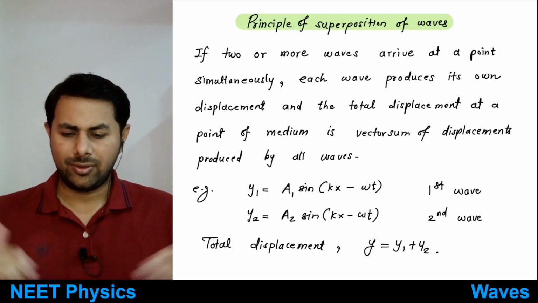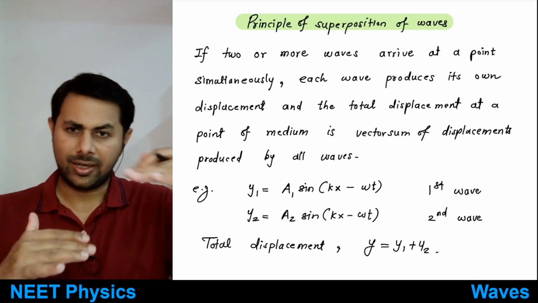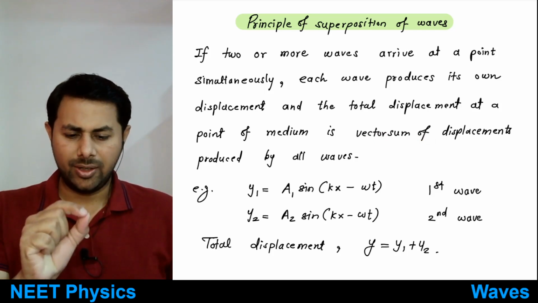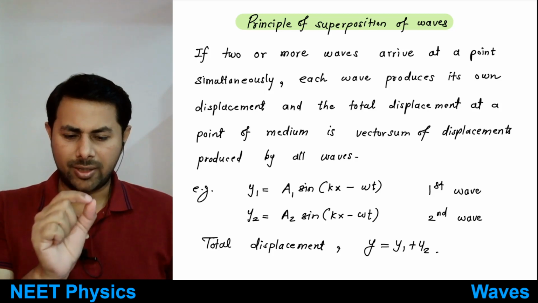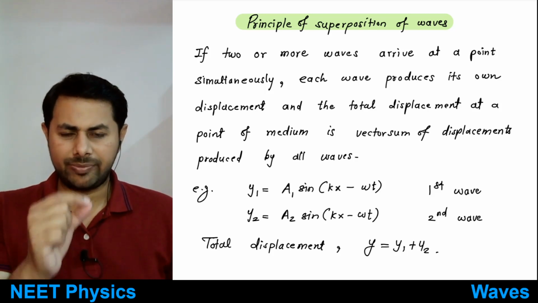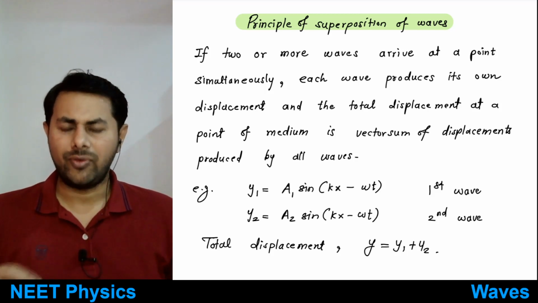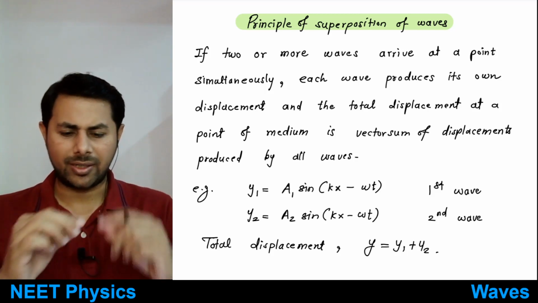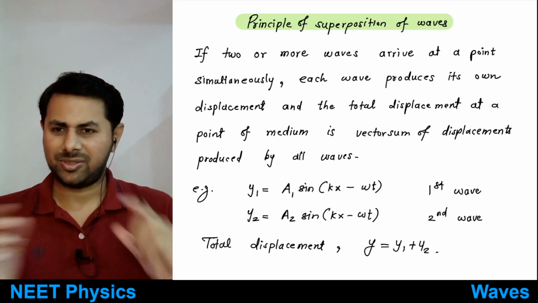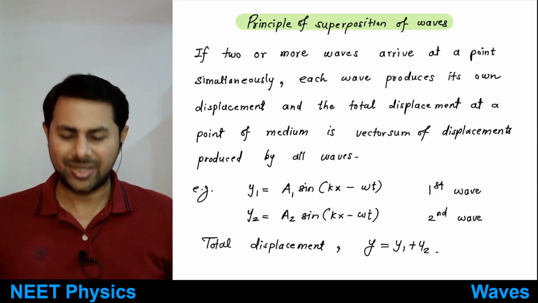Okay, so if two or more waves arrive at a point simultaneously, suppose the first wave lifts this point, this particle, by this much amount, and the second wave lifts it by this much amount, then what will be the total displacement of that particle? It would be this much plus this much, so it is this much, right? It's just addition, vector sum.